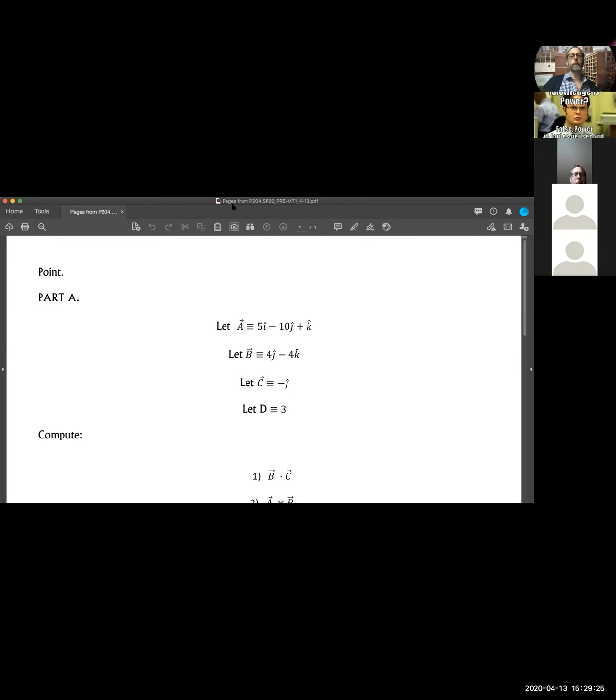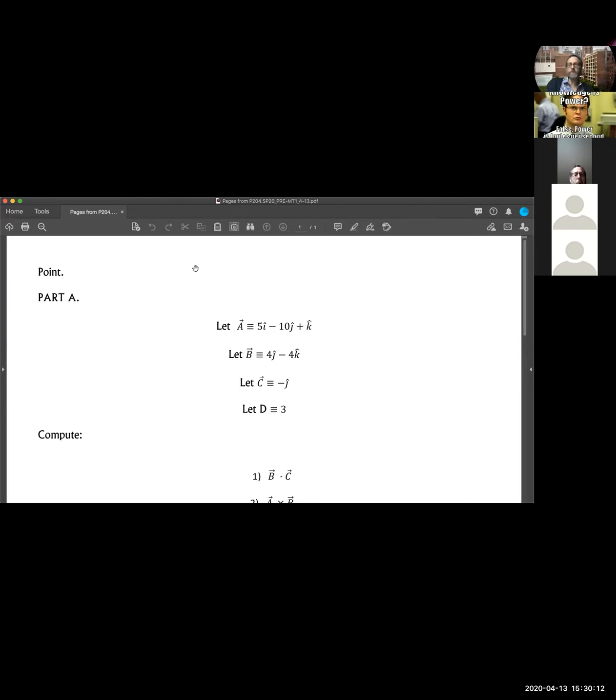But this new way is not explicitly expressing a vector as a magnitude in a direction. This expresses a vector as the sum of constituent parts, a sum of individual vectors, each of which is a magnitude and a direction, but for each of which the directions are familiar and deliberate and convenient. Let me show you what I mean. Like this first vector, we're told 5i hat minus 10j hat plus k hat.